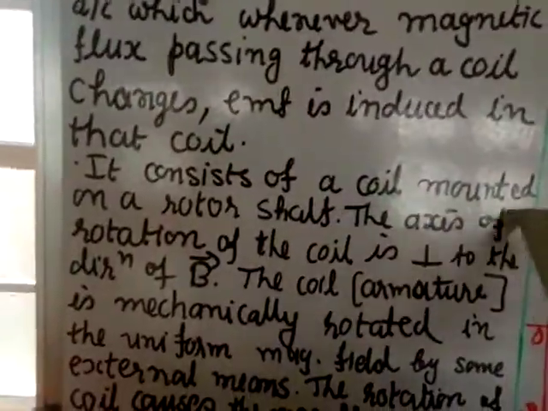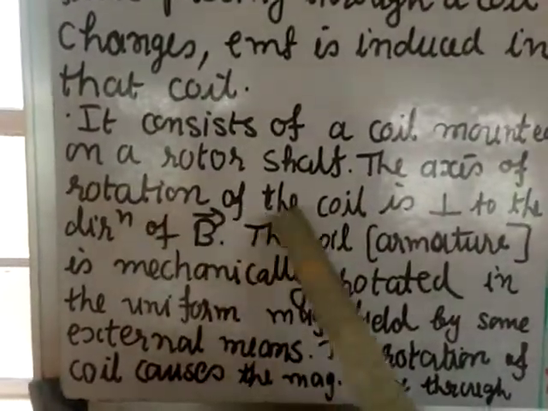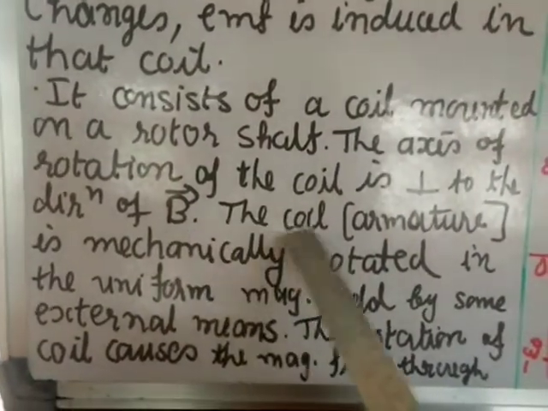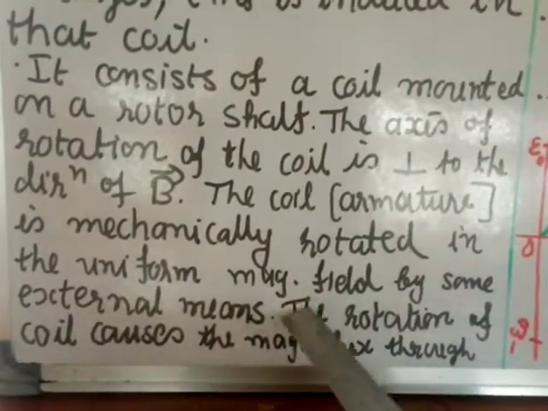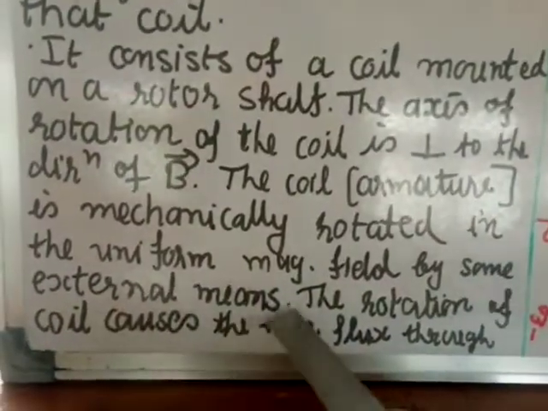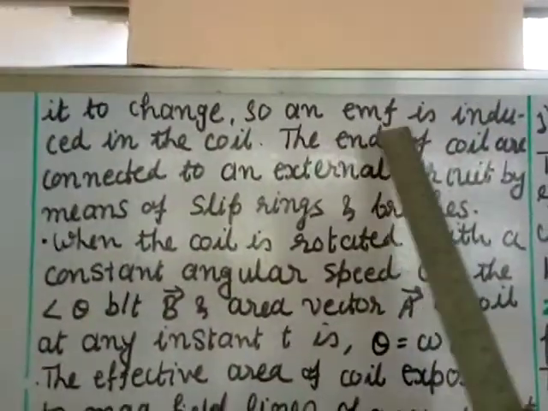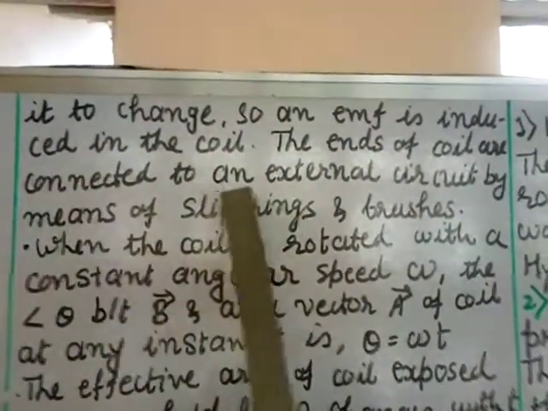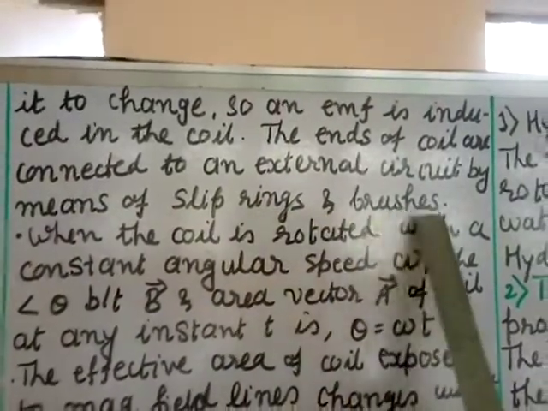It consists of a coil mounted on a rotor shaft. The axis of rotation of the coil is perpendicular to the direction of magnetic field B. The coil, which is called armature, is mechanically rotated in the uniform magnetic field by some external means. The rotation of the coil causes the magnetic flux through it to change, so an EMF is induced in the coil. The ends of the coil are connected to an external circuit by means of slip rings and carbon brushes.